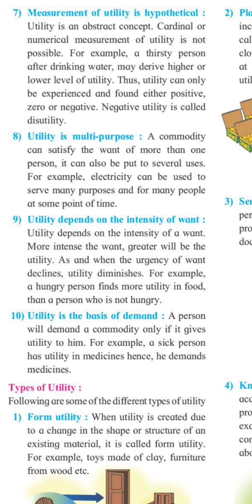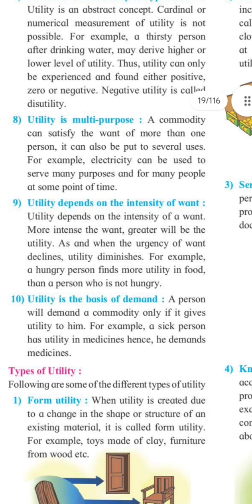One commodity can satisfy many wants. Example, electricity. Electricity is used for lighting, cooling, heating, and many other purposes. Next, we have utility depends on intensity of want. So greater the urgency of a want, greater is the utility. So example is food has more utility to a hungry person than to a person who is not hungry.